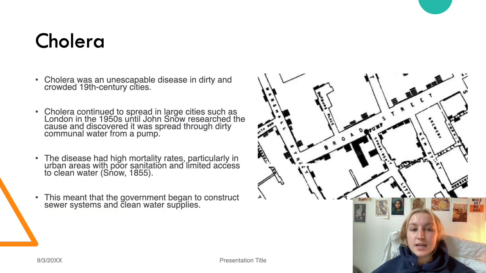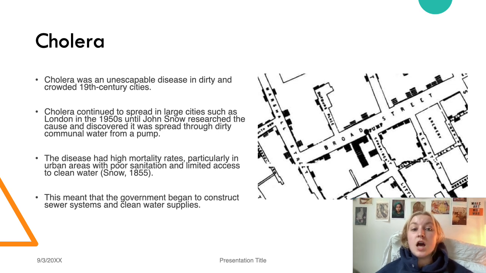Cholera was an inescapable disease in dirty and crowded 19th century cities. There was a huge cholera outbreak in 1831 and it gained the nickname King Cholera. Cholera continued to spread in large cities such as London in the 1850s until John Snow researched the cause and discovered that it was spread through dirty communal water from a pump.